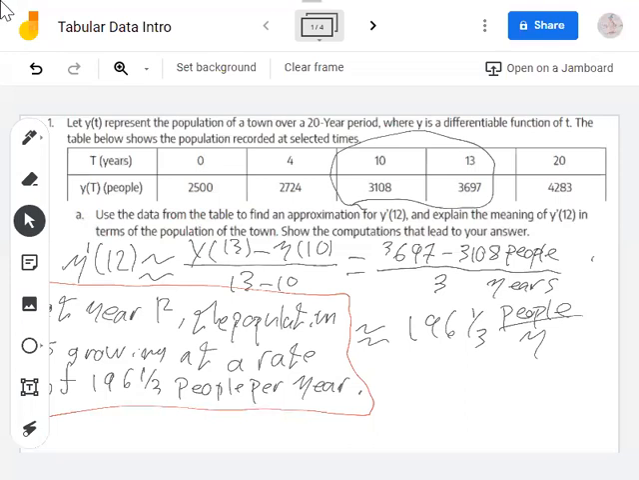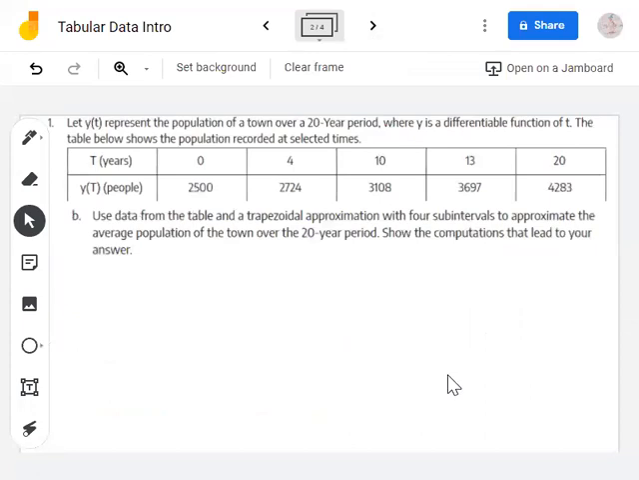All right, folks, let's move on to part B. We're gonna see how much we get through. My hope is to get through all six, one through three, parts A and B for both of them, but we'll see. All right, part B. Use the data from the table and a trapezoidal approximation with 4 subintervals to approximate the average population of the town over the 20-year period.